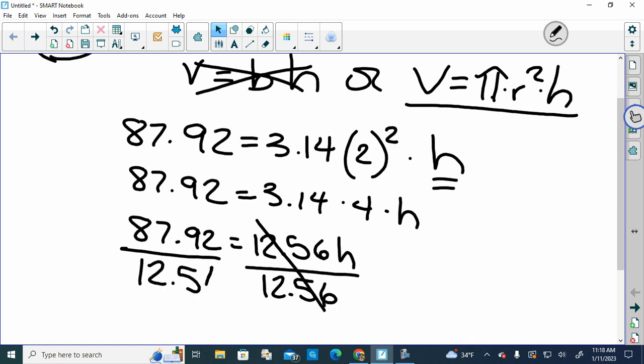Now, common mistake is putting it into the calculator backwards, okay? It's the top number divided by the bottom number. Don't flip it and put 12.56 divided by 87 because you're not going to get the right answer, okay? The top number goes in first, divided by the bottom. 7. Okay, so h is 7, and that's what they were looking for. They were solving for h.